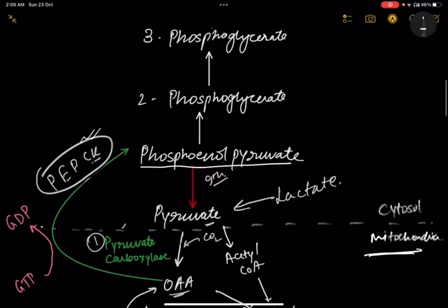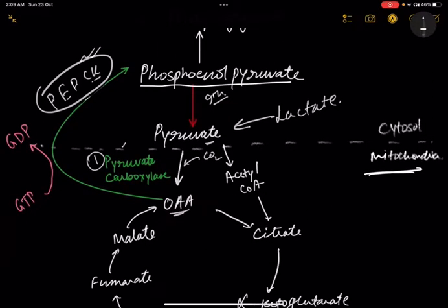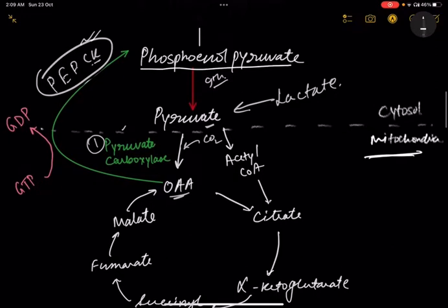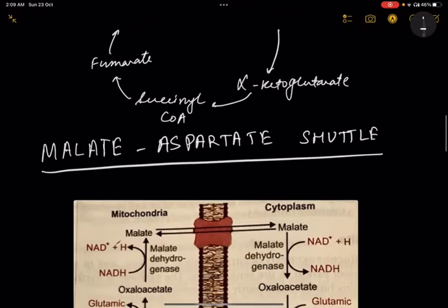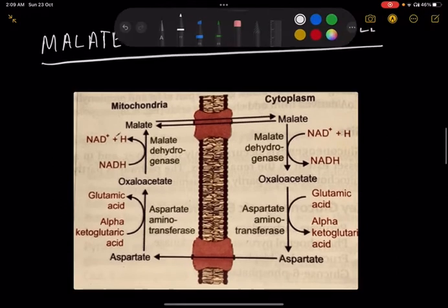Okay, so one more thing, this oxaloacetate has to be transported into the cytosol, because the further reaction will occur in the cytosol. Okay, so oxaloacetate is transferred into the cytosol through a shuttle, which is the malate aspartate shuttle, which I will be dealing with now.